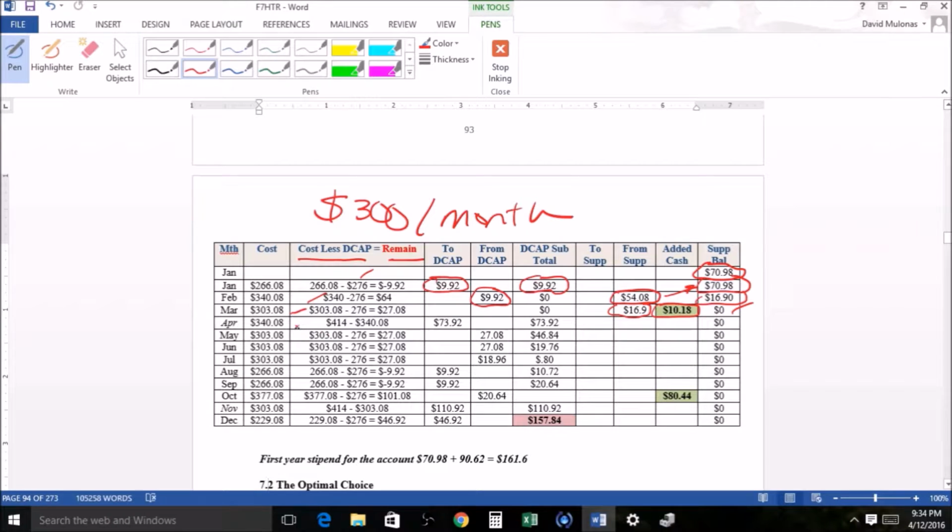Now we get into a bonus check month, so it's a third check, and 414 is the number less this 340.08, and now the DCAP is reloaded with 73.92.